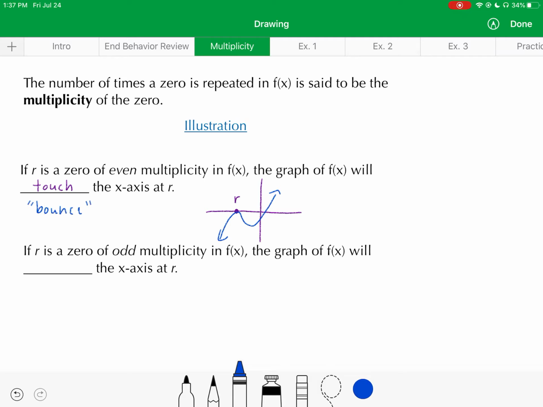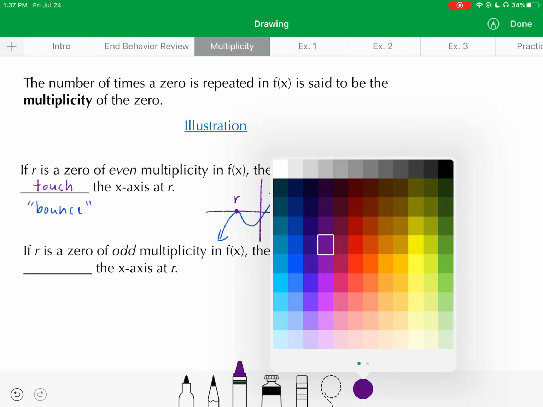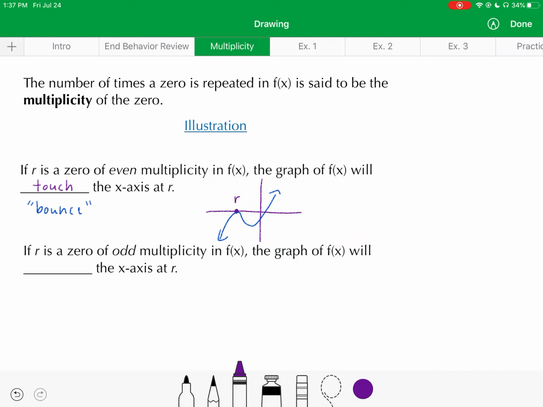Okay. Now, if r is a zero of odd multiplicity in the function, we've seen that the graph of f of x will cross the x-axis at r. So what I mean by that, if right here is r, then the curve is going to have to cross through to the other side of the x-axis.